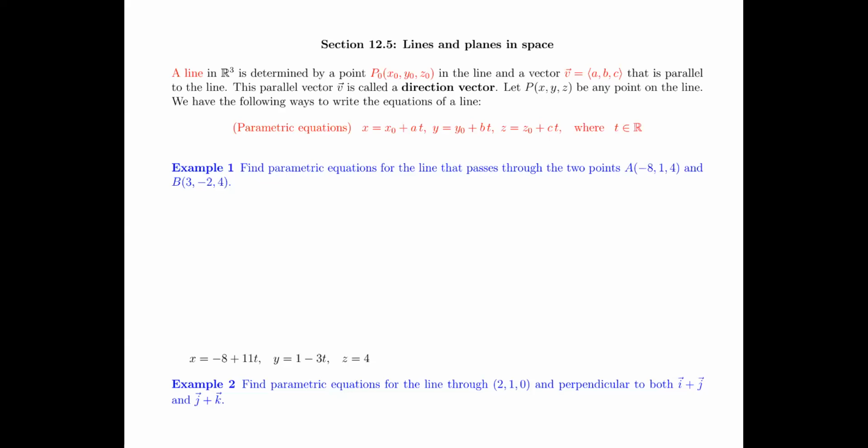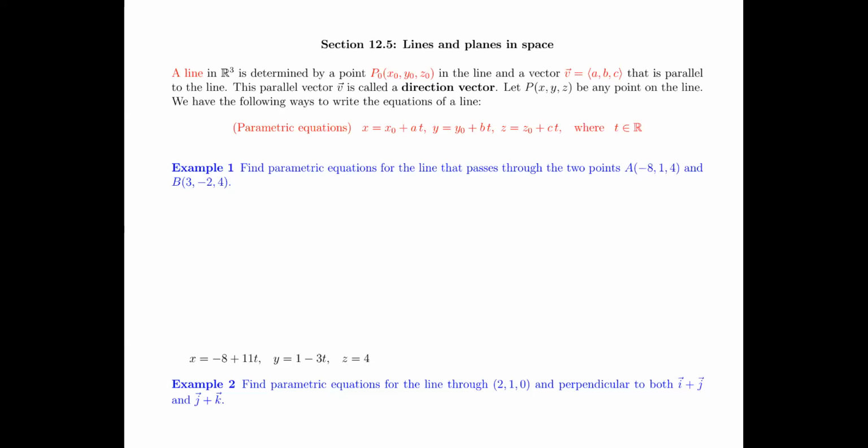In this video, we're going to begin our lecture on section 12.5, lines and planes in space. In particular, in this first video, we're going to cover lines. So first, a line in 3 dimensions is determined by some point, (x0, y0, z0), on the line, and a vector, (a, b, c), that is parallel to that line. This parallel vector, v, is called the direction vector.